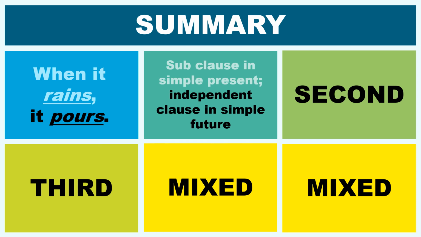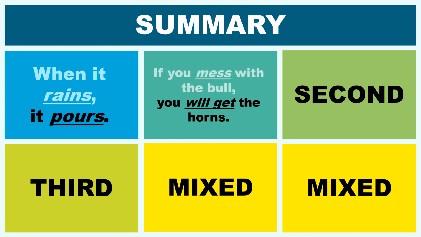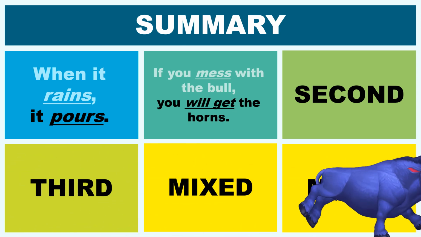The subordinate clause will be in simple present. The independent clause will be in simple future. Example: if you mess with the bull in the present tense, you will get the horns in the future tense. So don't mess with that bull.